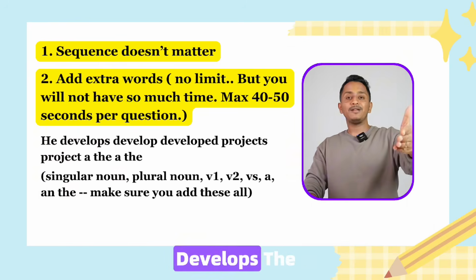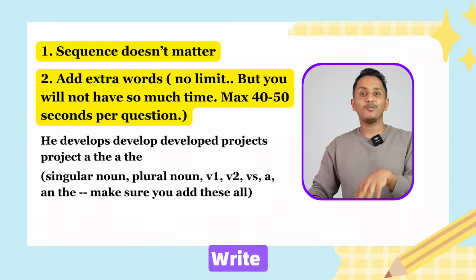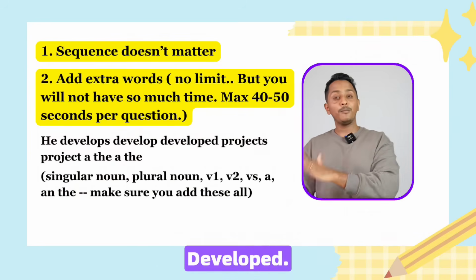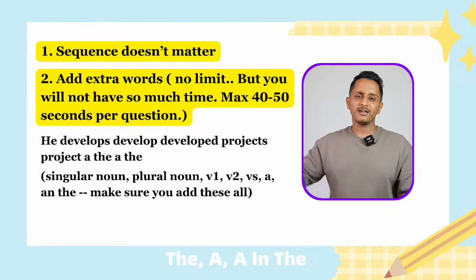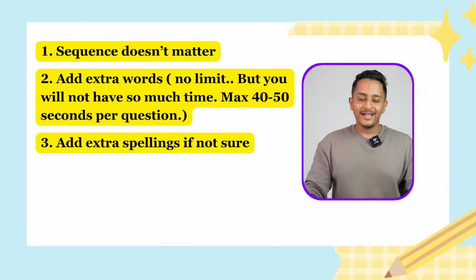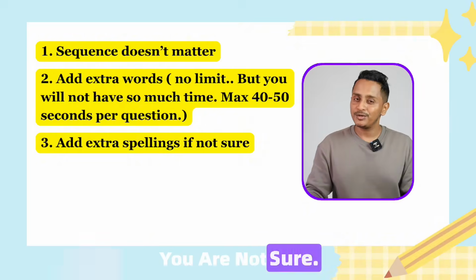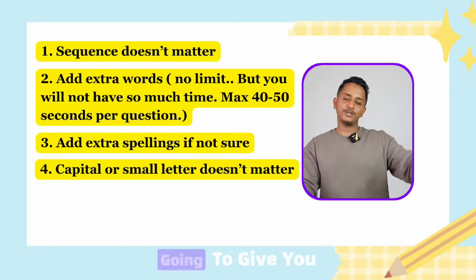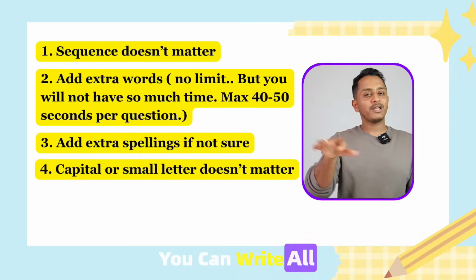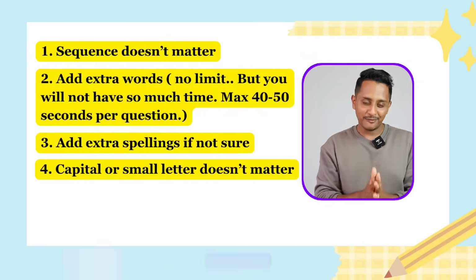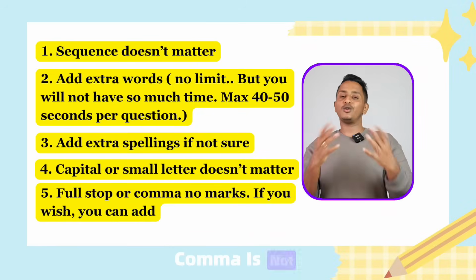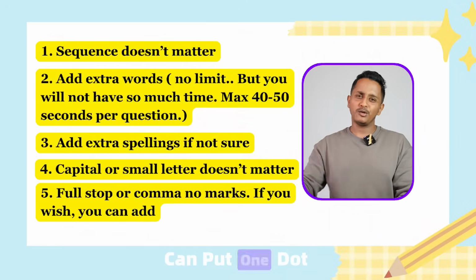Something like he develops the project or projects. Write both. Develop or develops or developed. Write all the 3. The was there or not, I'm not sure. The, a, in the end you can add. Also you can add extra spellings if you are not sure. Capital letter, small letter is not going to give you any marks. You can write all caps, all small. First letter capital or small, it is not going to make a difference. Full stop and comma is not going to make any difference. If you want, you can put 1 dot towards the end.